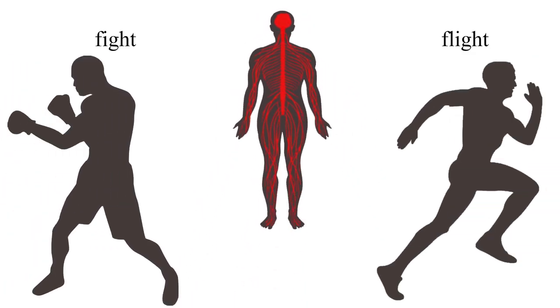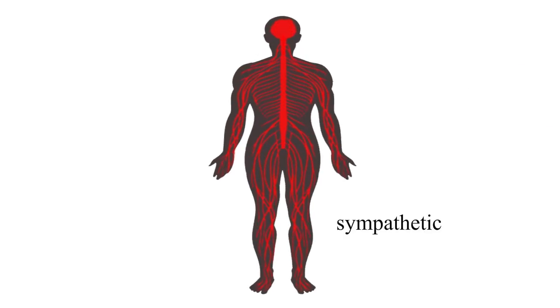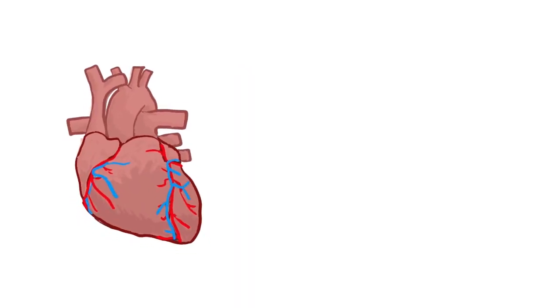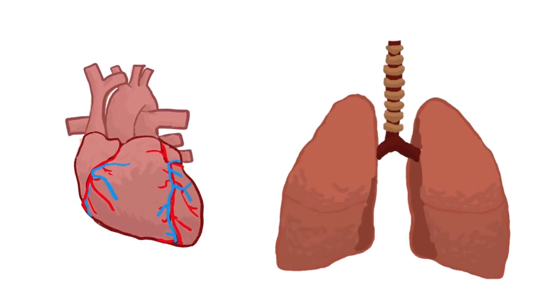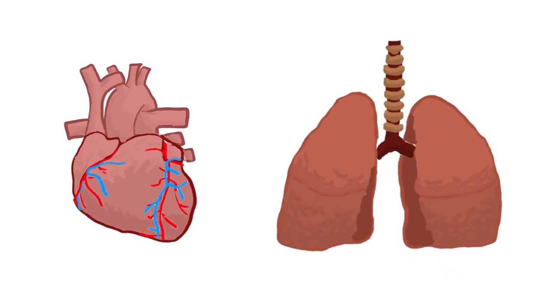When a fight or flight response occurs during an emergency, the sympathetic nervous system is activated. This leads to changes in the function of many bodily systems and organs, including an increase in heart rate. In the lungs, bronchial muscles relax, allowing more air in, and along with an increased heart rate, this allows more oxygen to be pumped around the body to respiring tissues.